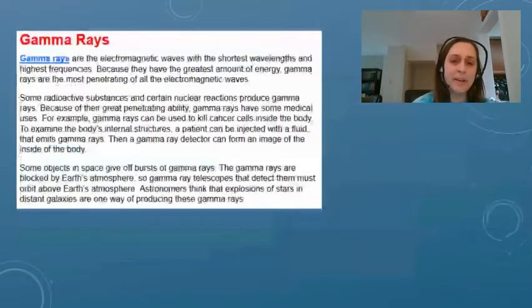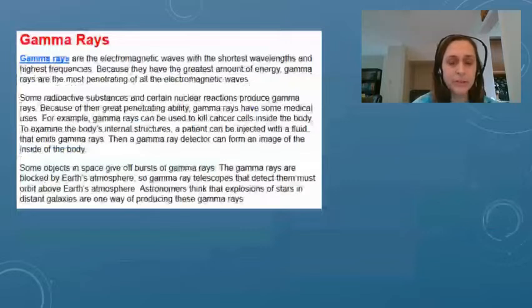Okay, gamma rays: shortest wavelength, highest frequency, highest energy, the best at penetrating through things. Okay, they're produced by some radioactive substances, and they can be used to kill cancer cells inside the body. So this is one method of treatment for cancer. There are multiple different treatments that are usually used together, but radiation therapy with gamma rays is one of them.